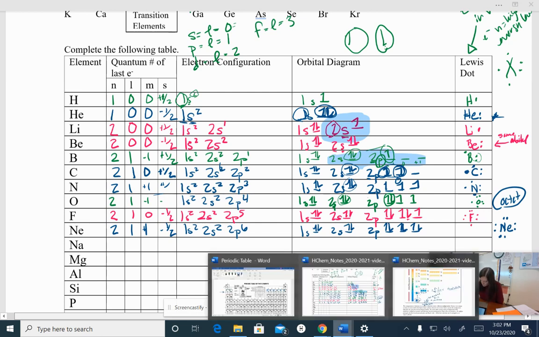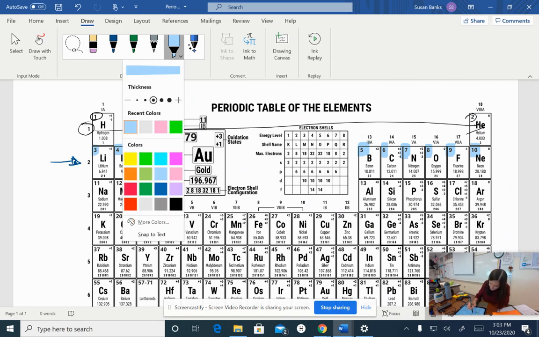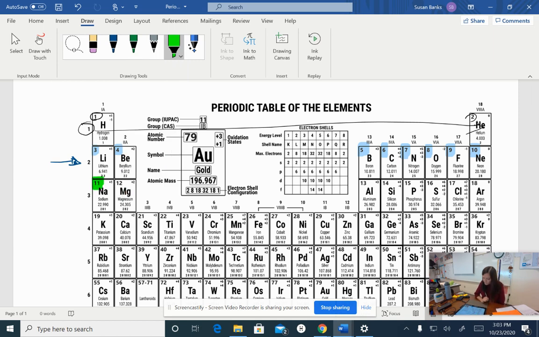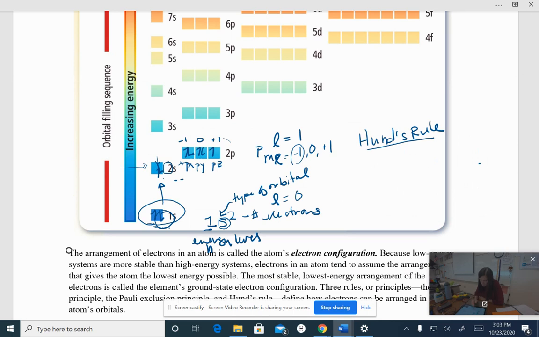All right, let's look at sodium. If I look at sodium, I am now on a third level. So we are now hopefully going to be in the third energy level. We should start seeing n equals 3 here. Let's look at our hotel. Lo and behold, yes, all our second levels are full.